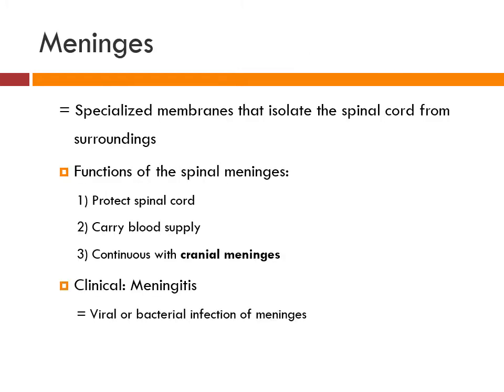So we'll start by taking a look at the meninges. The meninges are specialized membranes that isolate the spinal cord from its surroundings. The brain and the spinal cord have a very sensitive homeostatic state at which they live, and they need to be isolated from all of the surrounding tissues. So the meninges help in that isolation.